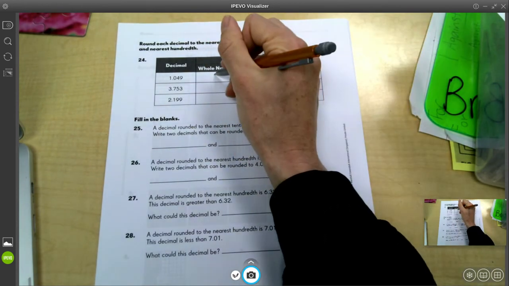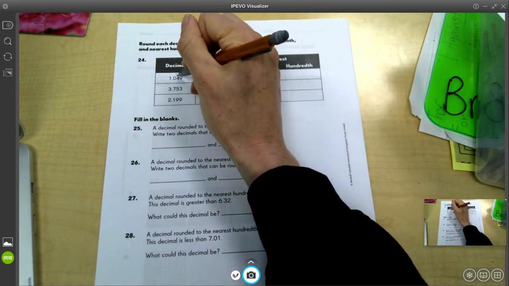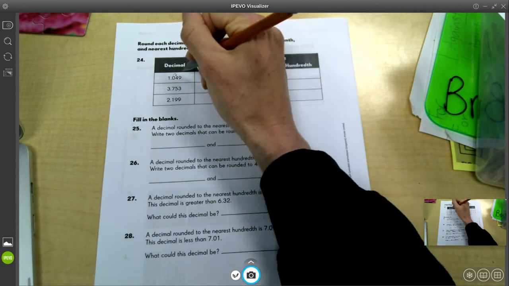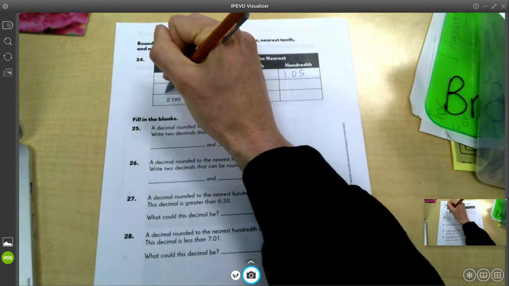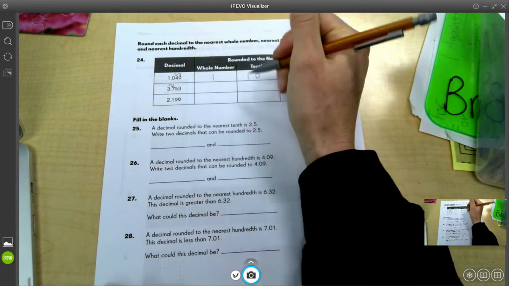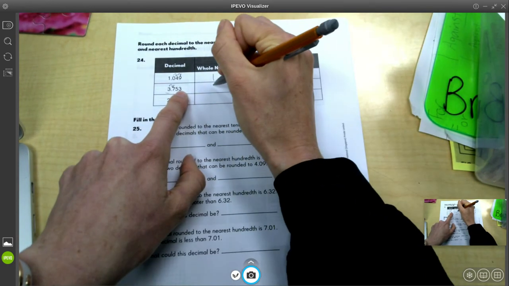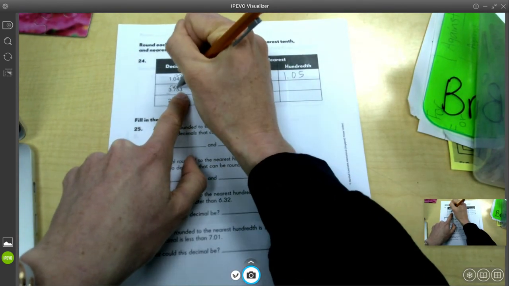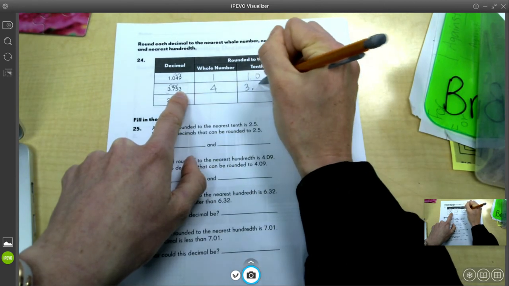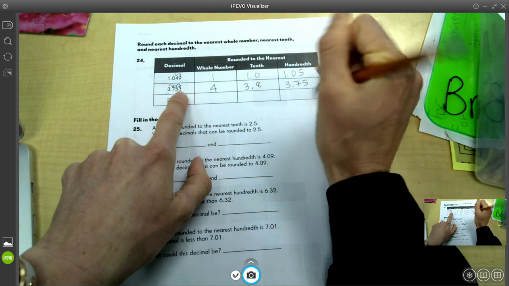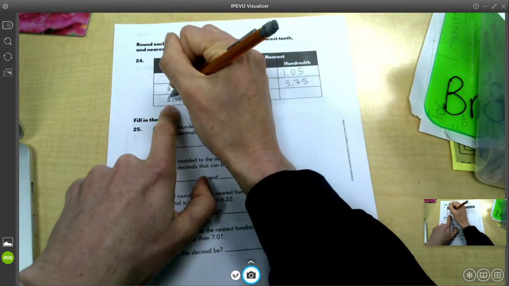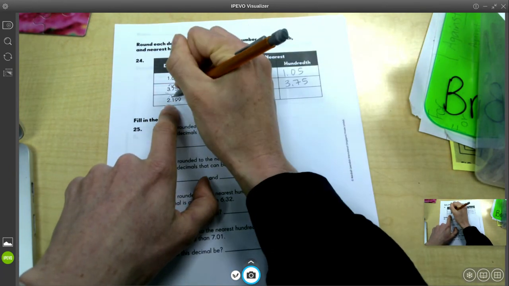All right, round each decimal to the nearest whole number, nearest tenth, and nearest hundredth. So whole number is going to be 1. The nearest tenth is going to be 1.0. The nearest hundredth is going to be 1.05. Whole number, right, I'm just looking next door. 7 makes it go to 4. 5 is going to make it go to 8. 3 is going to make it stay the same. 1 is going to make it stay the same.